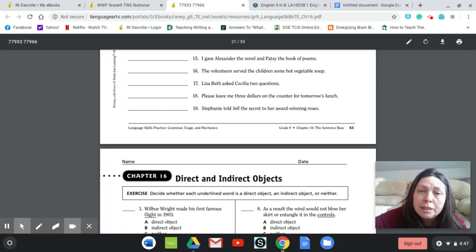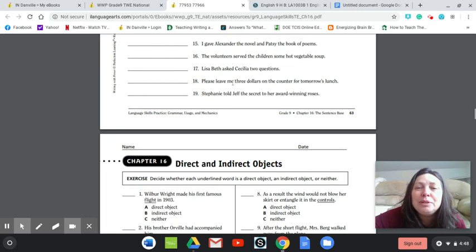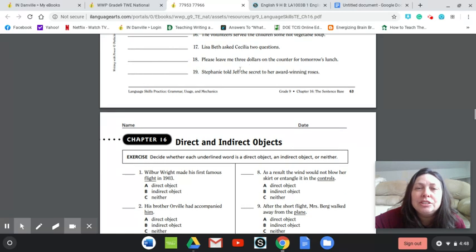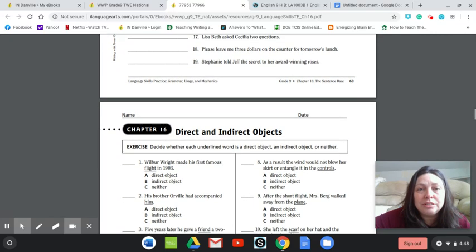Volunteers served whom? Children. Lisa Beth asked questions of whom? Cecilia. All right, so Cecilia is the indirect object there. Please leave me $3 on the counter for tomorrow's lunch. Me is the indirect object. And then finally, to whom did Stephanie tell the secret? She told Jeff the secret.